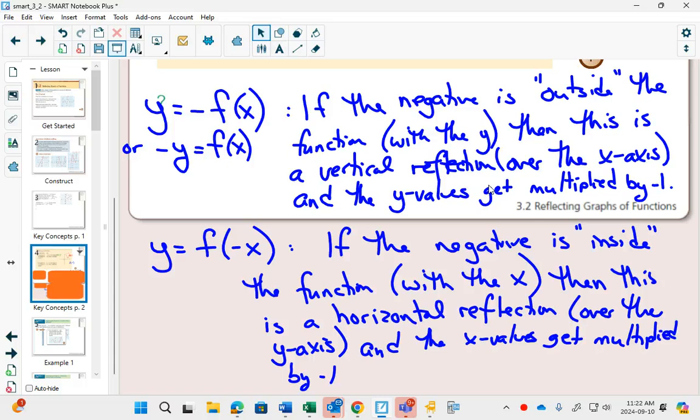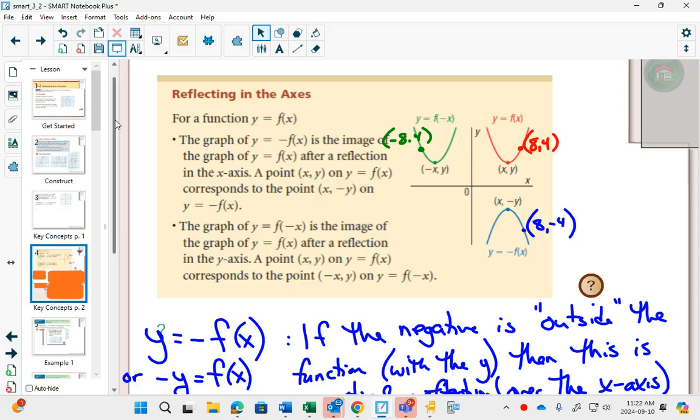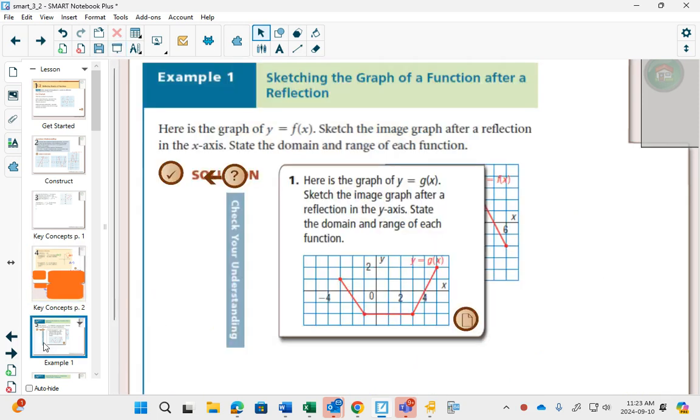Inside affects the x. And so if we had, like we have at the top here, some random graph, we don't even know what this graph is. I then take that graph and put a negative out in front of it. It will take that graph and flip it over the x-axis. And it will take the y-coordinate and multiply it by a -1. If I took a random graph and I multiplied the inside by a negative, it would take the entire graph and flip it over the y-axis, a horizontal reflection. So now we're going to add reflections to the questions that we're doing.